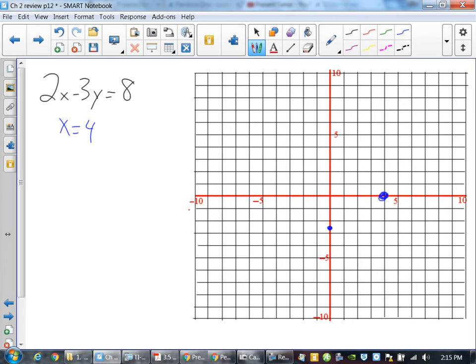How many points do you need to create a line? 2. And you're graphed. 2 points. Wow. That's the advantage of standard form.